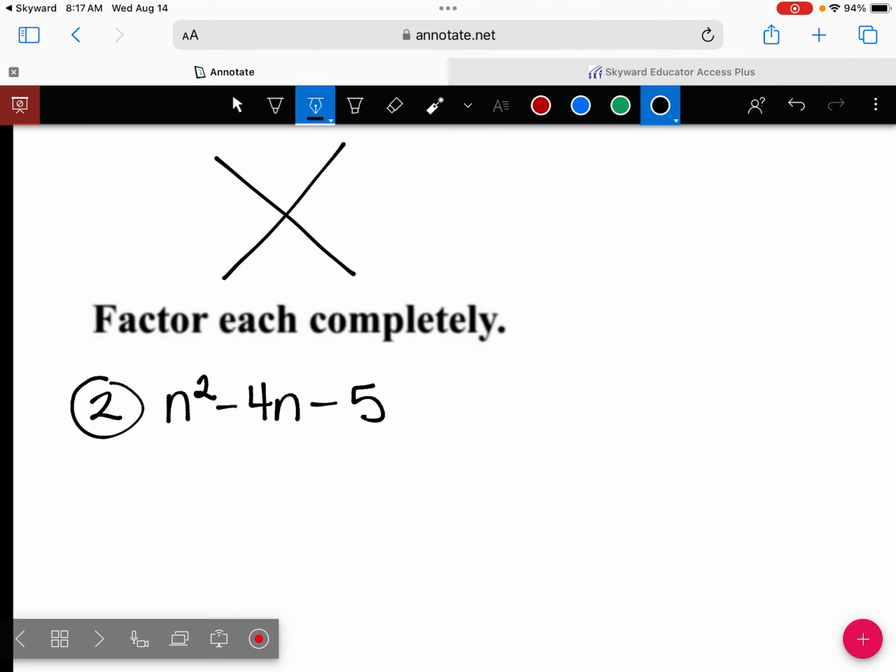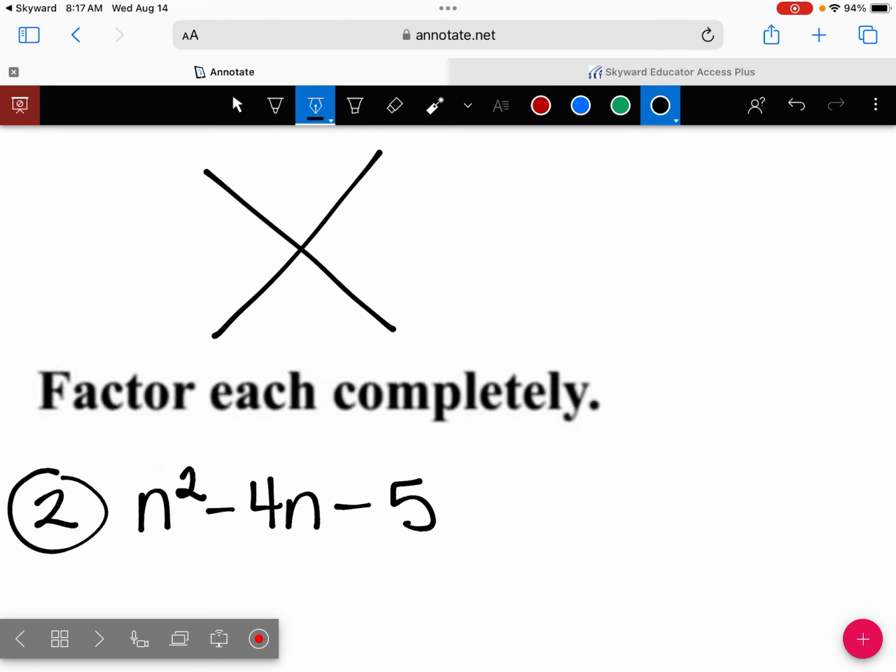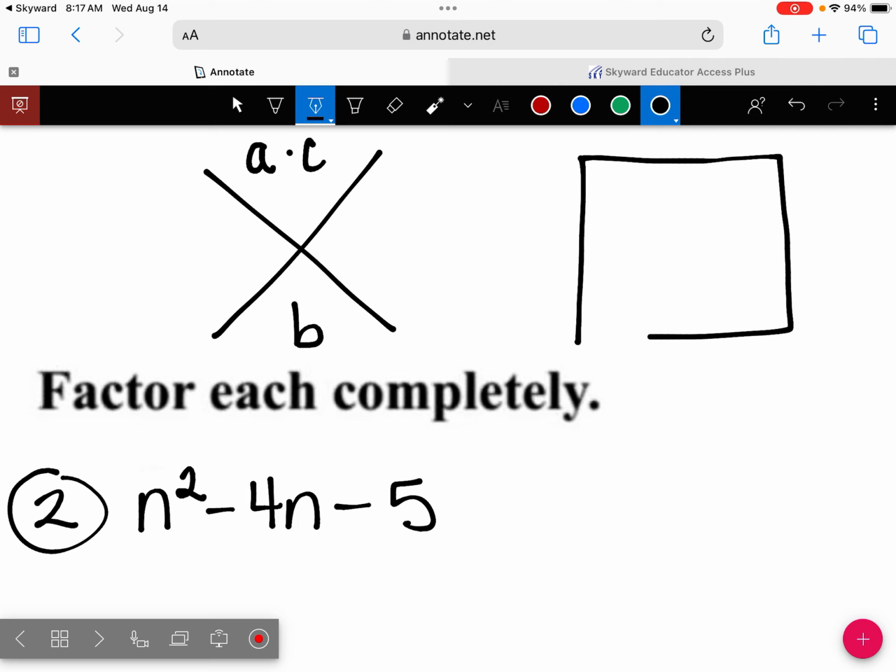Whenever you factor, you take A times C, that goes on top of the X. B goes on the bottom. And we're going to factor using a box. And whenever you make your box, let's go ahead and write this template. The first term, which is ax squared, that always has to go in that square. And C has to go in this square. So just keep that in mind, because when we factor, this is how we're always going to do it.